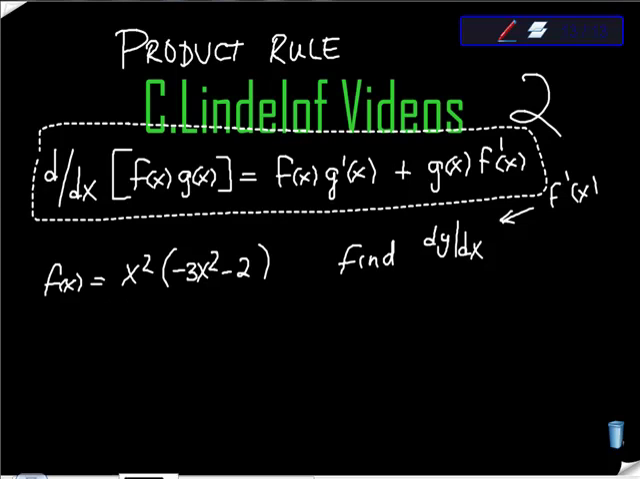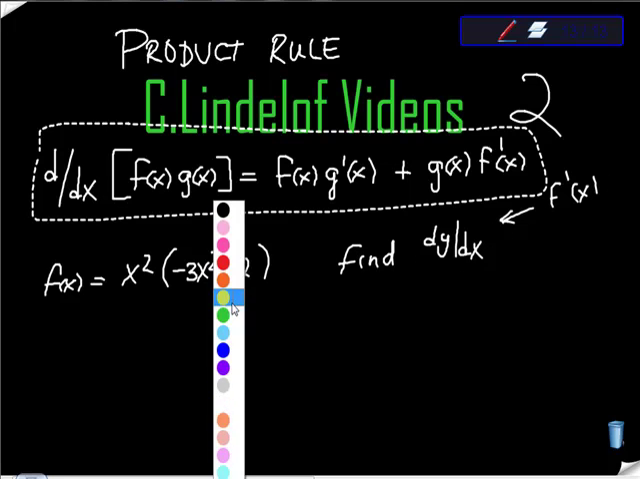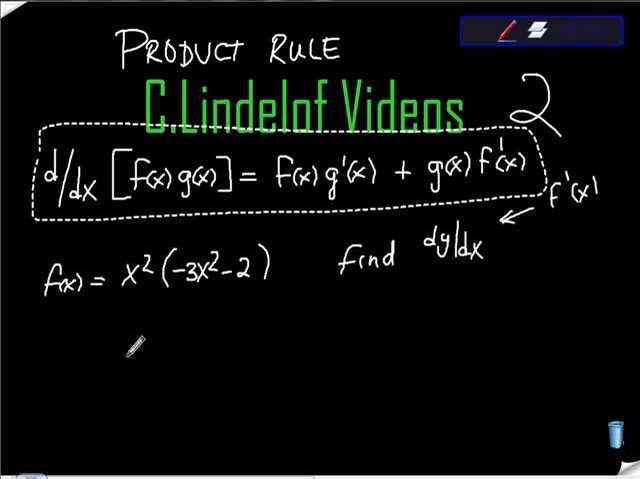We're given, in this example, that f of x is equal to x squared times negative 3x squared minus 2, and we're asked to find dy/dx. Of course, dy/dx just means f prime at x. It's just another way of saying it. So let's see if we can find that.